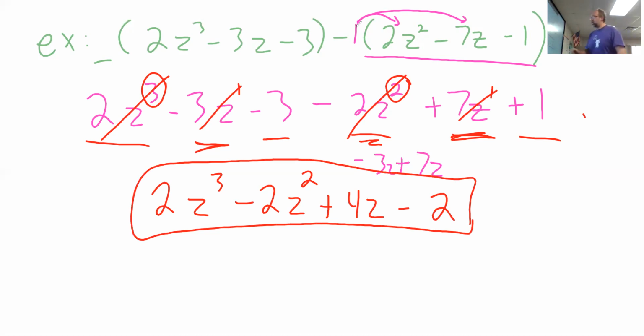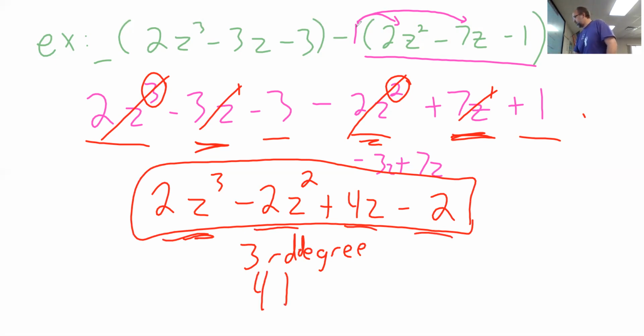And so overall, because that is the biggest with 3 above it, we call it a third degree polynomial. And there's 1, 2, 3, 4 terms. All right, good job. One last example.